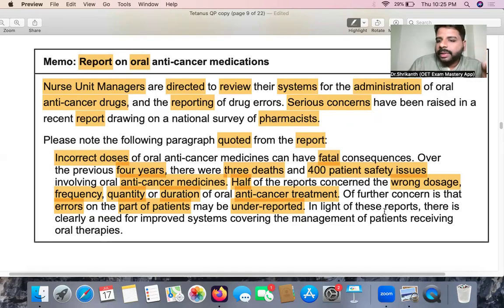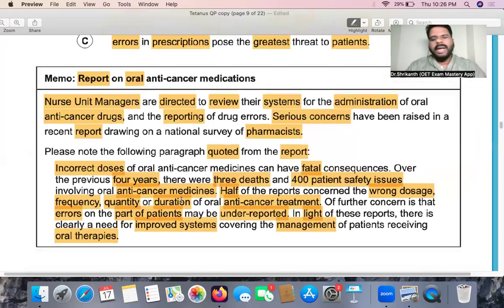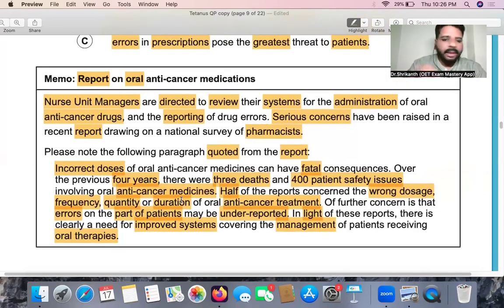In light of these reports, that is, coming to the knowledge of these reports, there is clearly a need for improved systems covering the management of patients receiving oral therapies. So here they're telling us that because of all these things, in the future we need a very improved system that takes care of the management of patients receiving these oral therapies. So like this, you have to read the paragraph. This looks very small and tiny, but it is actually a very complicated paragraph.